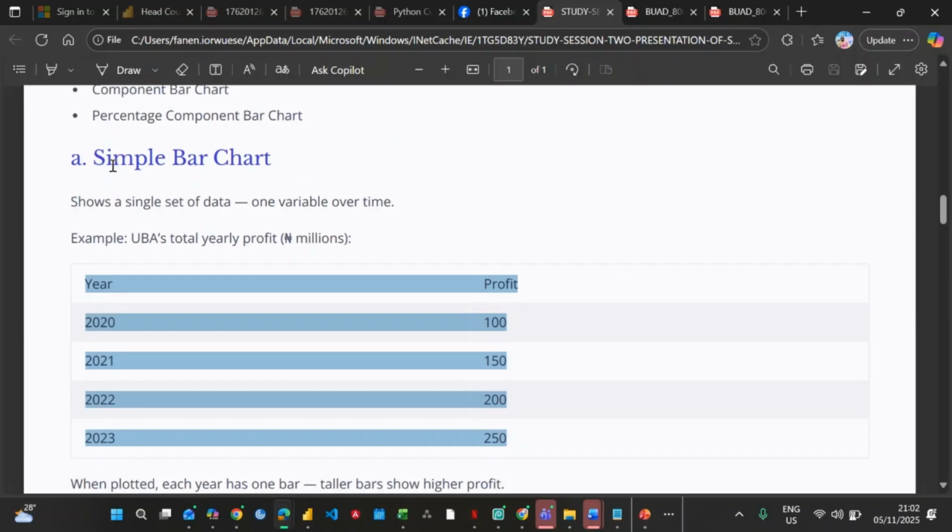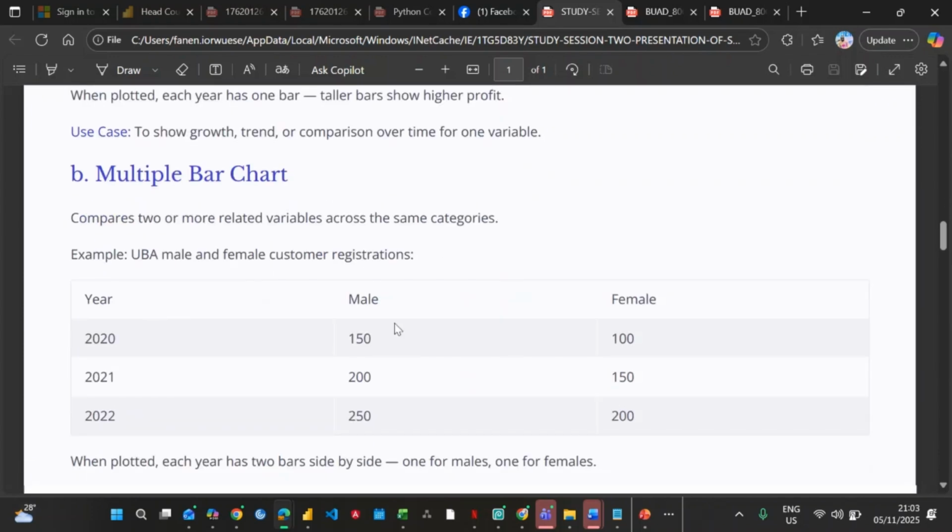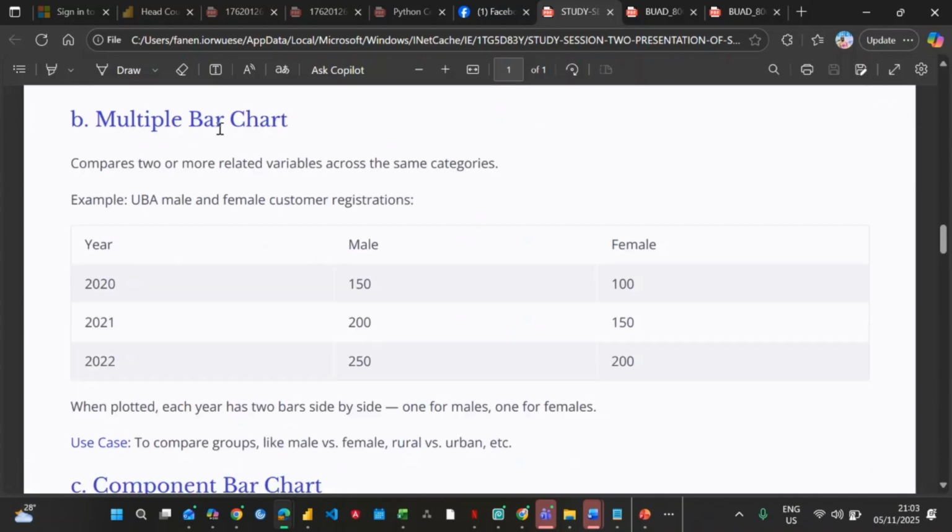Look at this one. This simple bar chart shows a single set of data of one variable over time. So this is just one variable, which is profit. Now, when you come down to this one, this tag is showing that you want to compare two or more related variables across the same category. So what is the category? The category here could be the gender. The gender has two categories: we have female and male.